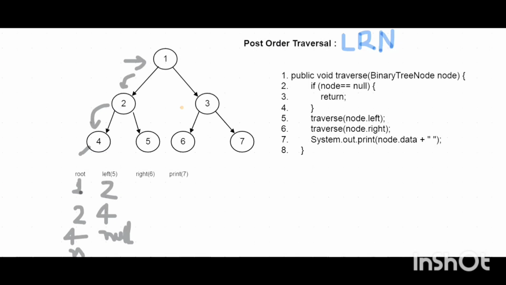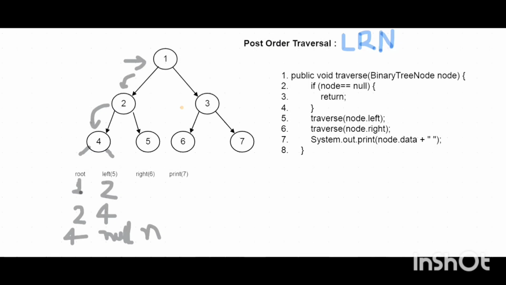And from line number 6, for node 4, the right child will be passed to the traverse method. From line number 6, also again null will be passed. I'll be writing n for null. Null will be passed to the traverse method. Since the node is null, control will return from line number 3. So we have nothing to visit on the right side of node 4.